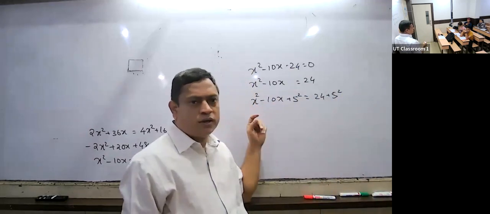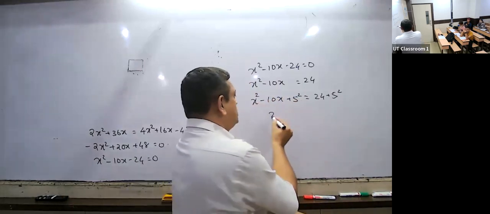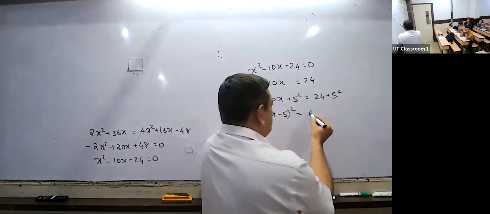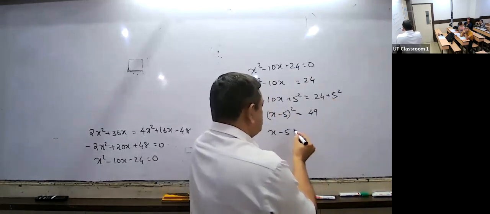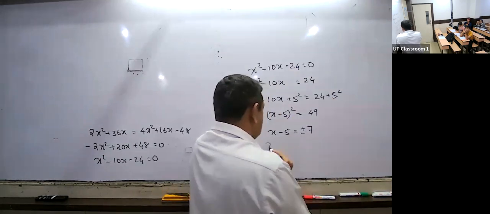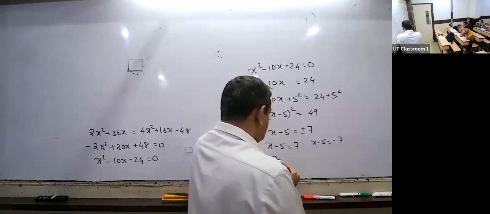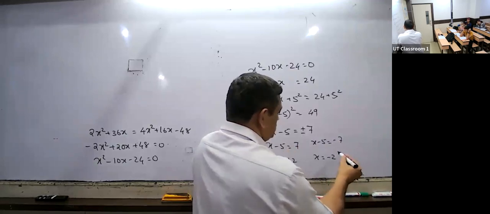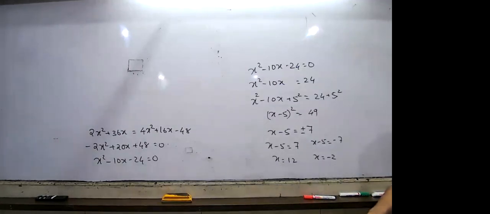Now check, is it of the identity form, a square, b square, 2ab? Yes, sir. So this is x minus 5 the whole square is equal to 25 plus 24, which is 49. Then, taking the square root, 49 is plus or minus 7. x minus 5 is equal to 7, x minus 5 is equal to minus 7. x is equal to 7 plus 5, that is 12. x is equal to minus 7 plus 5, which is minus 2. This method is called completing the square. Now, this method shows how we got the 5 square.